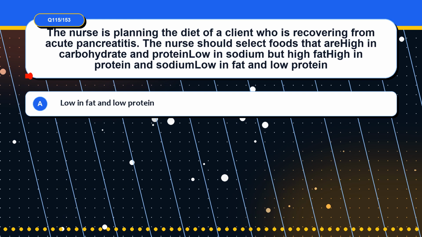Question 115. The nurse is planning the diet of a client who is recovering from acute pancreatitis. The nurse should select foods that are high in carbohydrate and protein, low in sodium; high in fat; high in protein and sodium; low in fat and low protein. Here are the options. Option A. Low in fat and low protein.